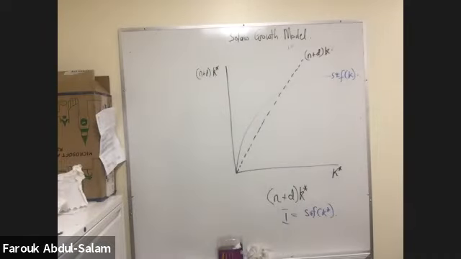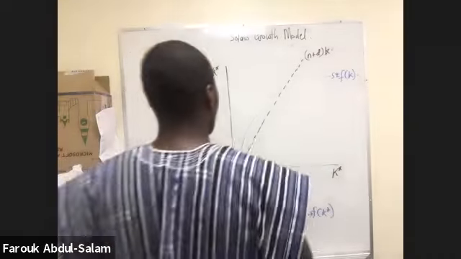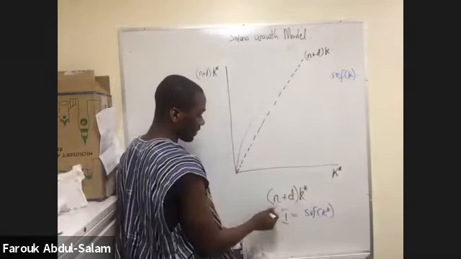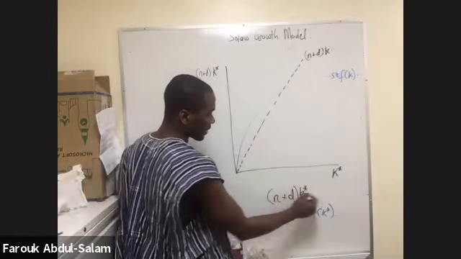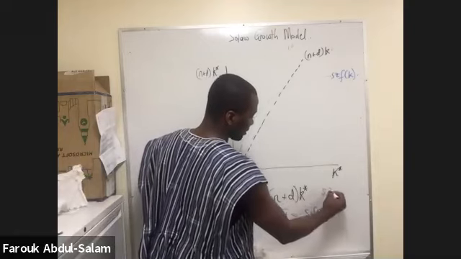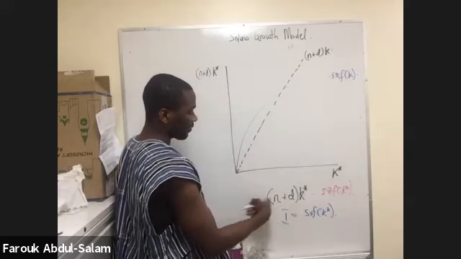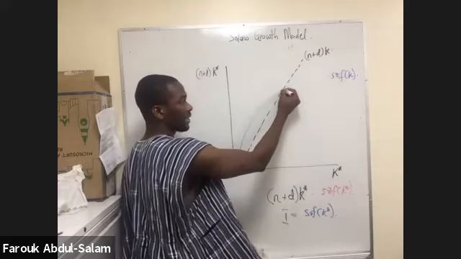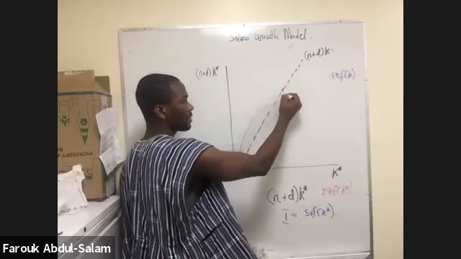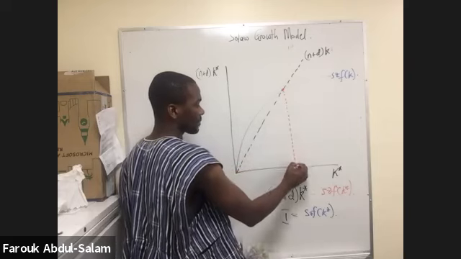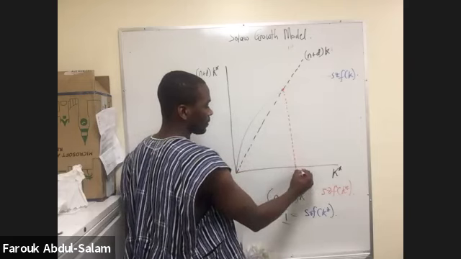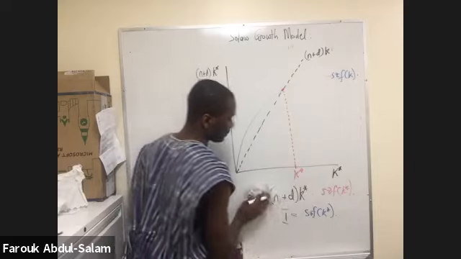So at the end of the day, at the point where the two of them meet, remember the point where this guy equals S, Z, F of K star gave us a steady state. That was a steady state. So whenever these two lines meet, the point where they meet represents our steady state capital. So this is going to be our steady state capital.